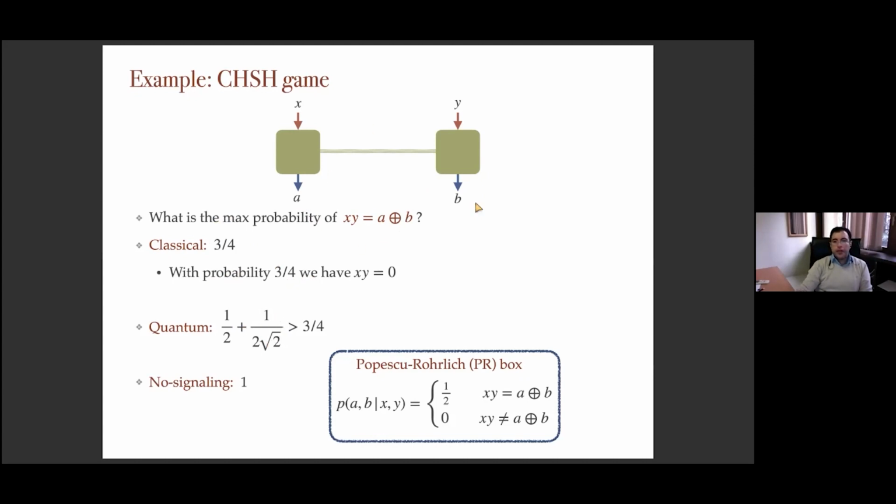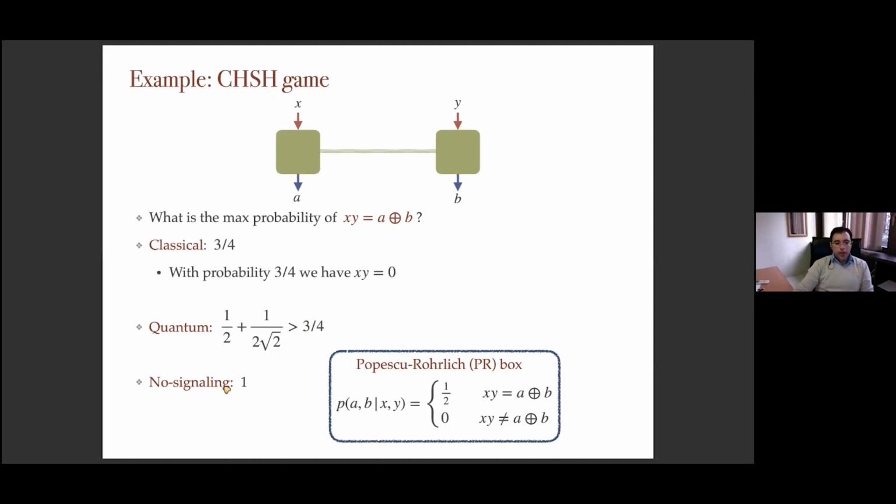I won't tell you what the strategy is. You have probably all seen this. This is the context of Bell inequality via this CHSH game. In the quantum case, we can get to this number, which is strictly greater than 3/4. And that's the content of Bell's nonlocality. It says that in the quantum case, we have correlations that cannot be realized in the local hidden variable model.